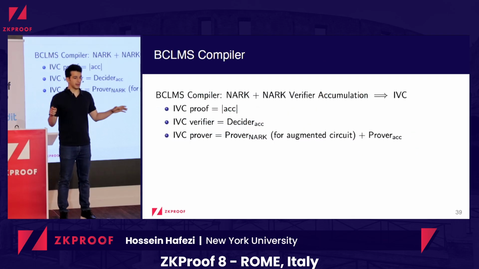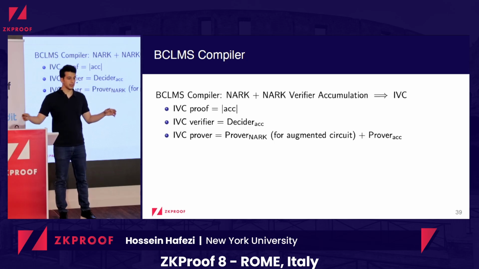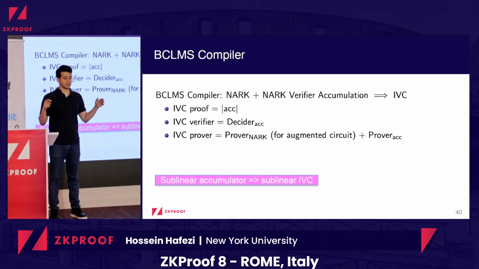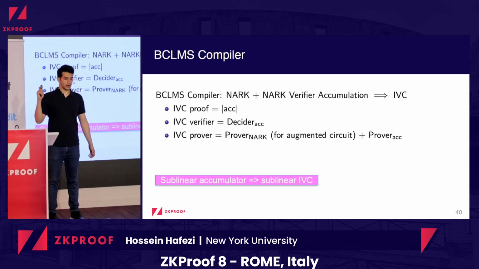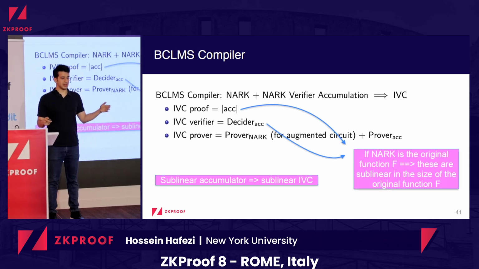And again, if I go through the BCLMS compiler, which says that if you have a NARK and an accumulation scheme for the NARK verifier, and so on, then we see that when we have a sublinear accumulation scheme, it results in an IVC or PCD with sublinear proofs. Because the IVC proof is going to be equal to the accumulator size, and that's going to be sublinear in the size of the original function f, which is the subfunction of IVC or PCD, and the same story holds for the IVC verifier as well.